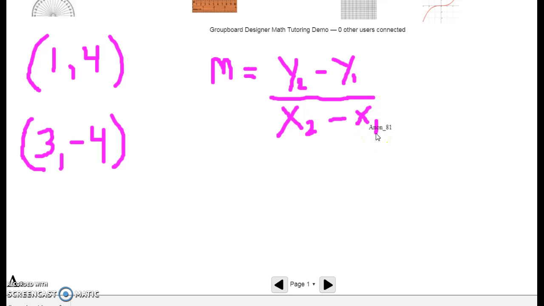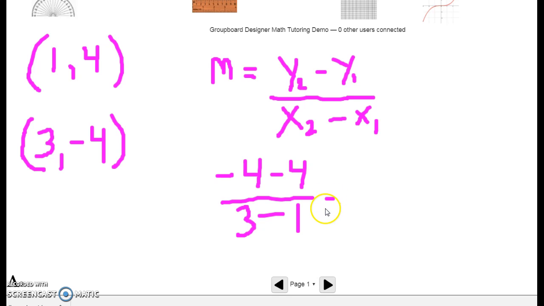So what we're going to do now is just add these things in. Our second y is -4, and we're going to subtract our first y, which is a +4. So we're going to have -4 minus 4, and then we're going to take our second x, which is a 3, and subtract our first x, which is a 1. Now what we have is -4 minus 4 and 3 minus 1.